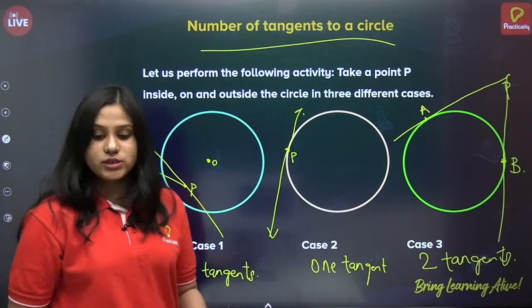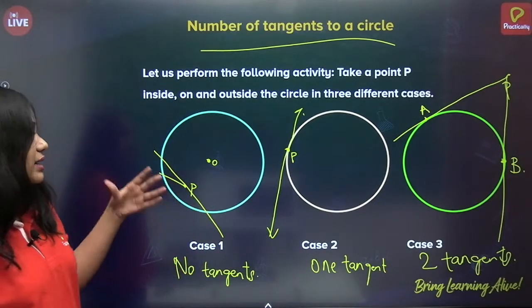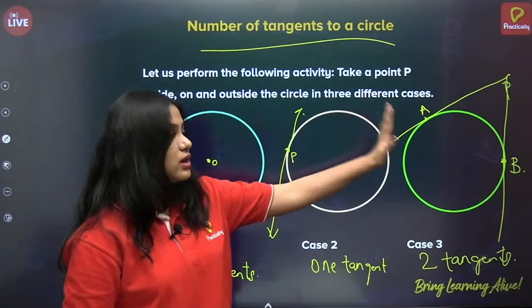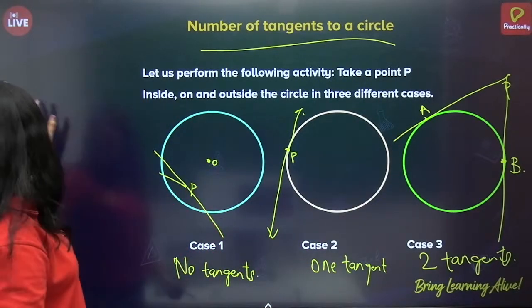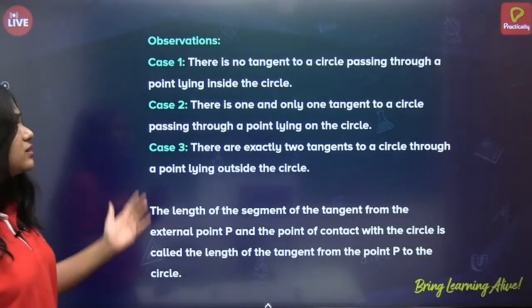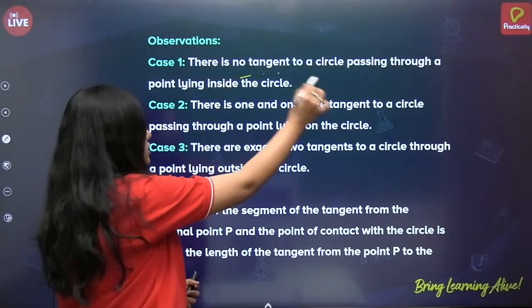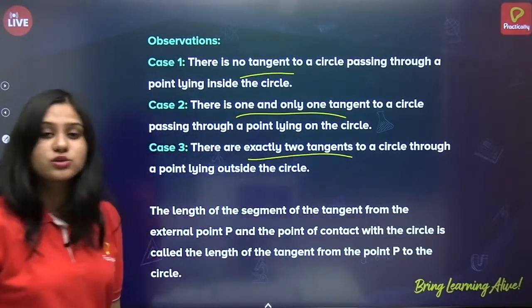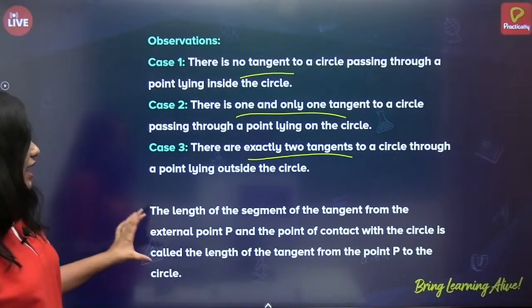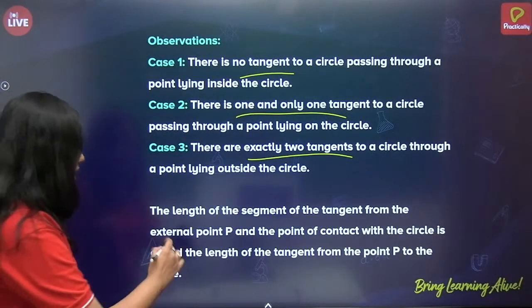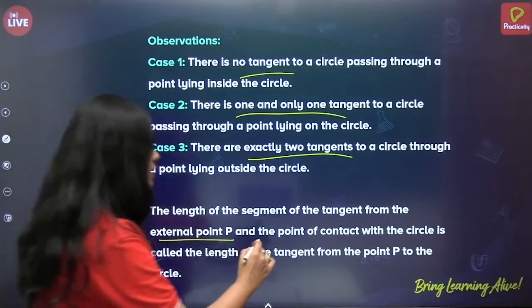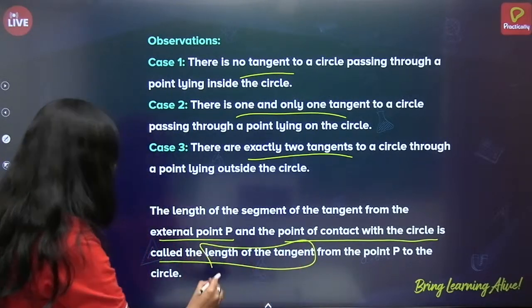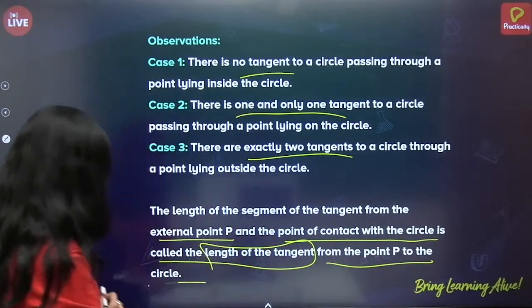So we have understood the different conditions: the point lying inside the circle, on the circle, or outside the circle. There is no tangent to a circle in the first case, one and only one tangent in the second case, and exactly 2 tangents in the third case. Now, the length of the segment of the tangent from the external point P to the point of contact with the circle is called the length of the tangent from the point P to the circle.